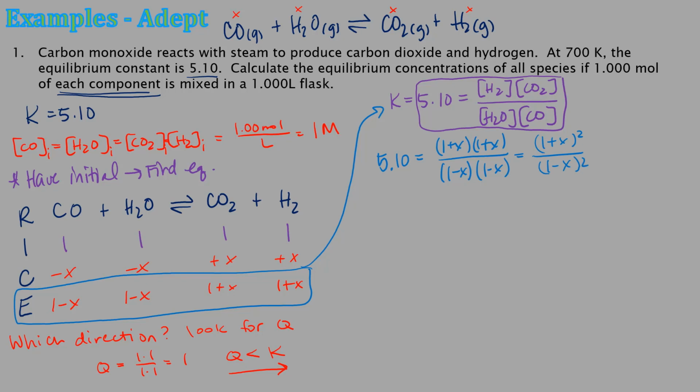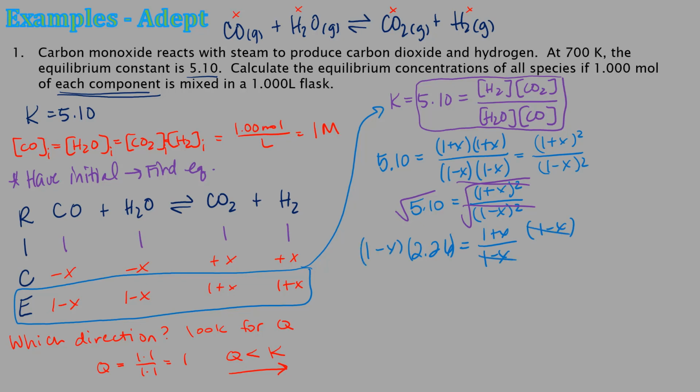So I'm going to rewrite that. And then I have to take the square root of both sides to get rid of the squares. So the square root of 5.10 is 2.26. And then I have to multiply both sides by 1 minus x. So then I have to distribute here. 2.26 minus 2.26x is equal to 1 plus x.